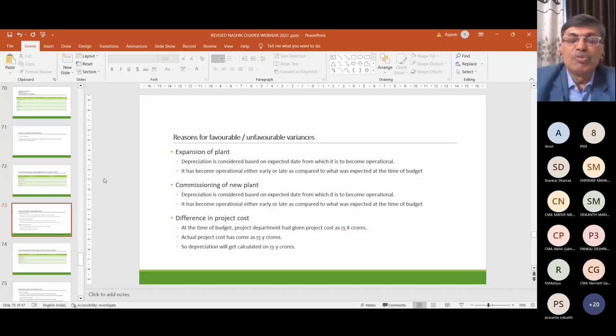And difference in project cost. Project cost is X and actual cost is Y. So depending upon this project cost, this depreciation will differ. So have a suitable note for it when the analysis is provided to the management. Because of this, the actual depreciation is either more or less, and which plant has contributed to this, either more or less as compared to budget.